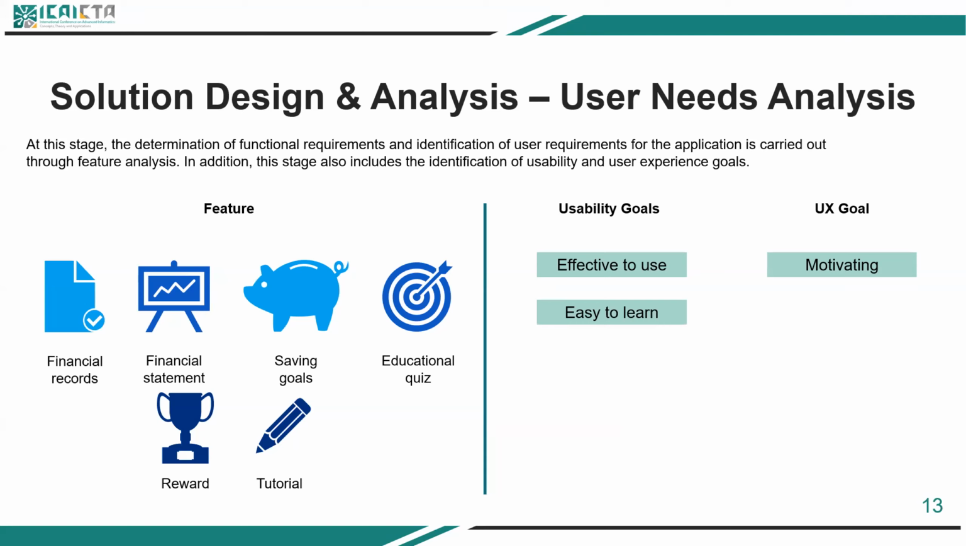For the goals, its usability goals are effective to use and easy to learn. Effective to use was chosen because according to OJK, the financial literacy index of adolescents is very low, so the application is expected to enable Indonesian youth to be educated effectively so that they can fulfill their need for financial literacy. Meanwhile, the user experience goal is motivating because users are expected to be motivated to continue using financial literacy applications in order to get optimal benefits from the applications.